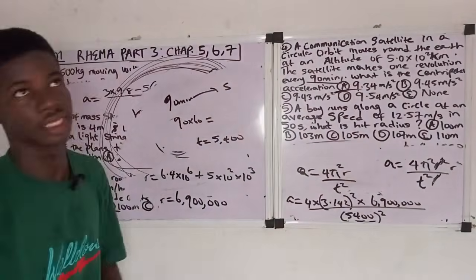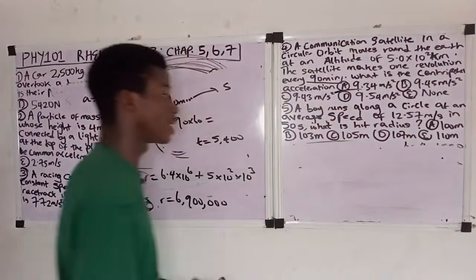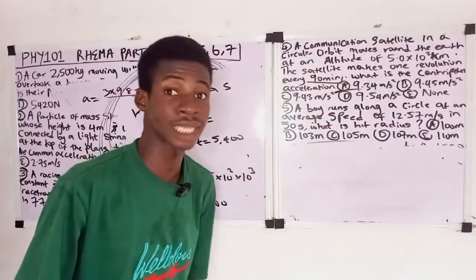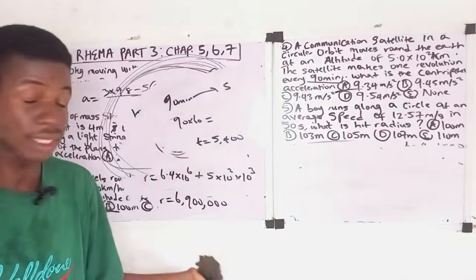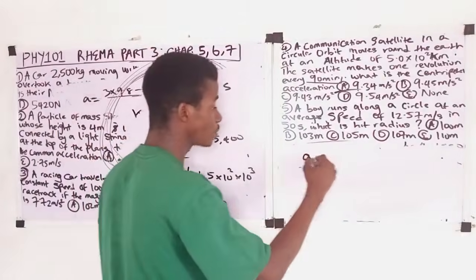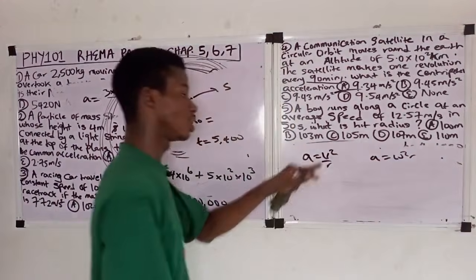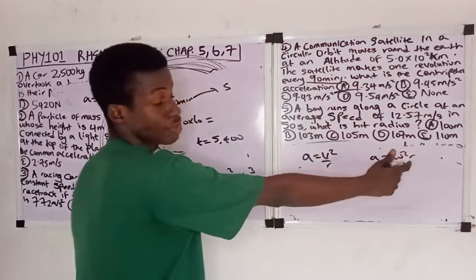Yes. Now let me just recapitulate. They're asking us to calculate the centripetal acceleration, right? Now, what is the formula for centripetal acceleration? There are two formulas. a is equal to v squared over r, or a is equal to omega squared r. We can make use of a is equal to v squared over r.